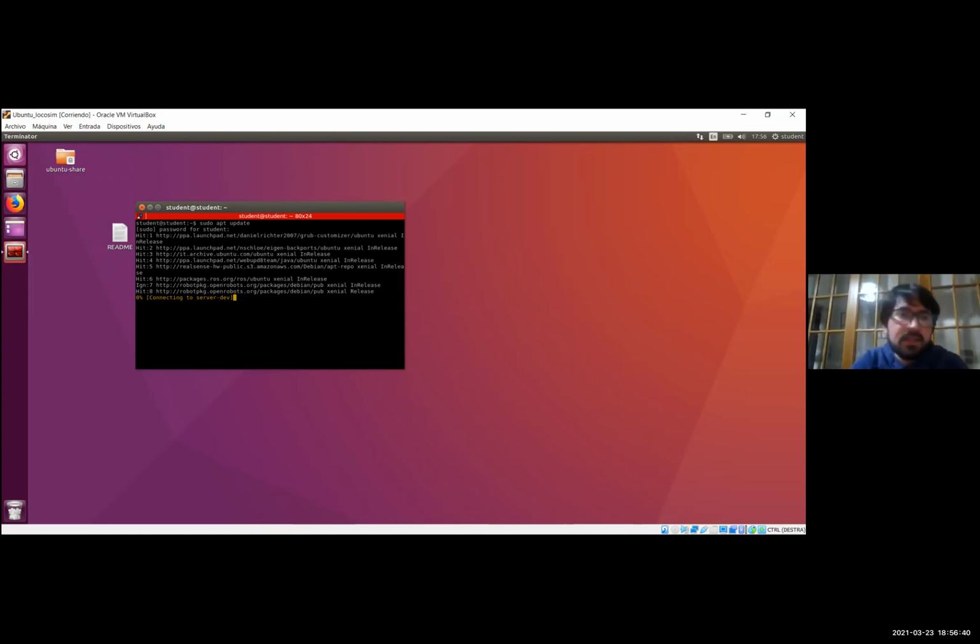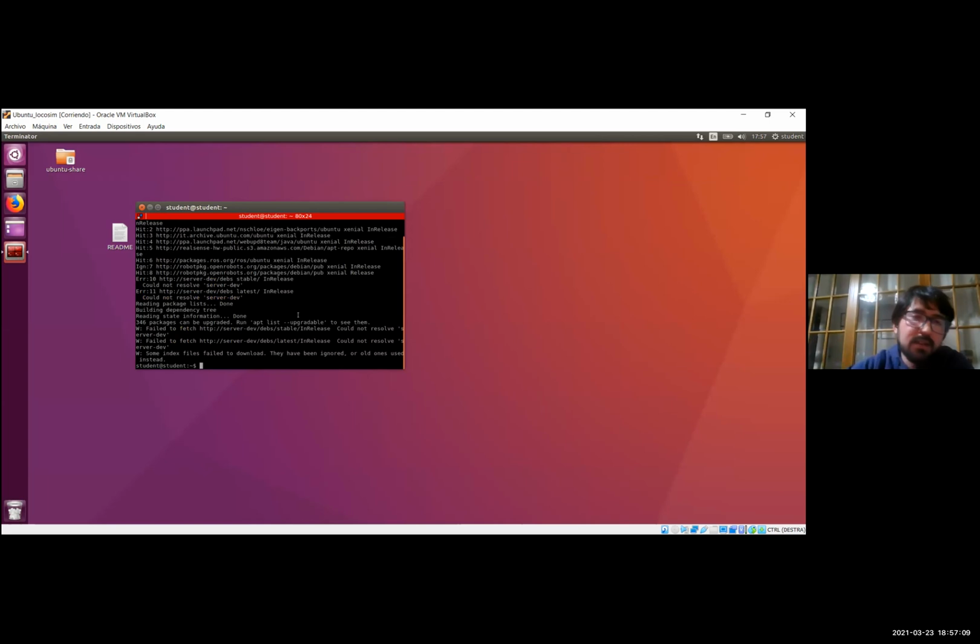Okay. Here, when you do sudo apt update and this stops here at server dev, don't pay attention to this. And if you see errors related to this, don't pay attention to this. This is because we created the virtual machine inside our local server in IIT. So this tries to look for our own local server. Obviously, it's not going to find it because you're not connected to the internal server of IIT. But don't worry if you see errors related to server dev.